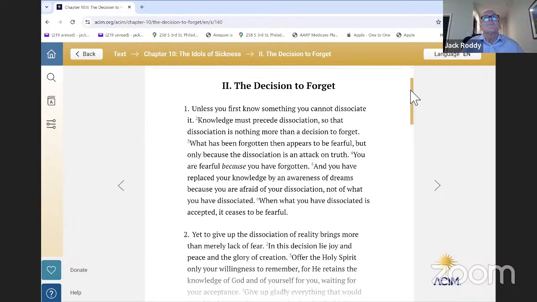The decision to forget. Unless you first know something, you cannot dissociate it. Knowledge must precede dissociation, so that dissociation is nothing more than a decision to forget. What has been forgotten then appears to be fearful, but only because the dissociation is an attack on truth. You are fearful because you have forgotten, and you have replaced your knowledge by an awareness of dreams because you are afraid of your dissociation, not of what you have dissociated. When what you have dissociated is accepted, it ceases to be fearful.